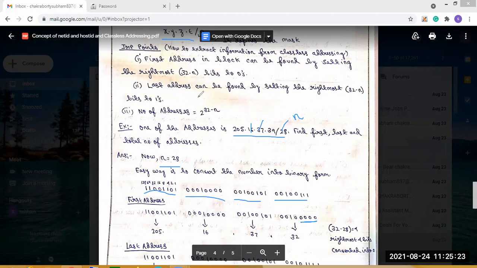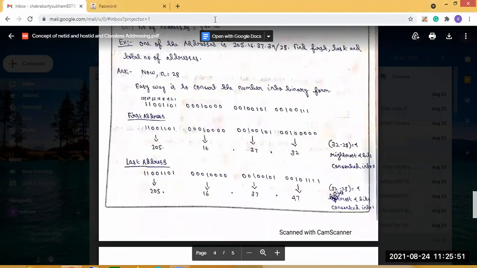Same as that for the case of the last address also. For the last address, we have to do what? For the last address, we have to convert the rightmost 32 minus n bits to ones. That means 32 minus 28, that will be 4. So the rightmost 4 bits, in case of the last address, will be converted into 1. So you see the rightmost 4 bits are converted into 1.